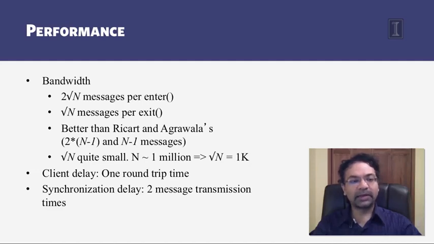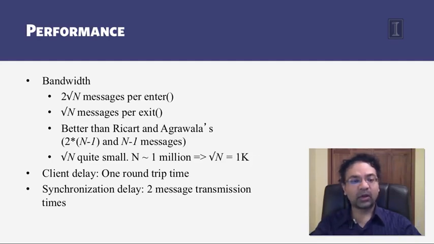Well, for the client delay, when no one has access to the critical section, a process comes up and says, hey, I need access to the critical section. It sends out a request to all of its voting set members. That's one message transmission because all these messages are in parallel. And then the responses are received back also in parallel. That's another message latency in the backwards direction. So that's one round trip time.